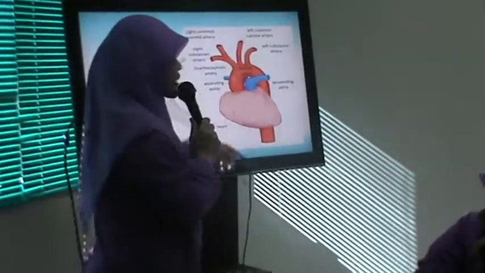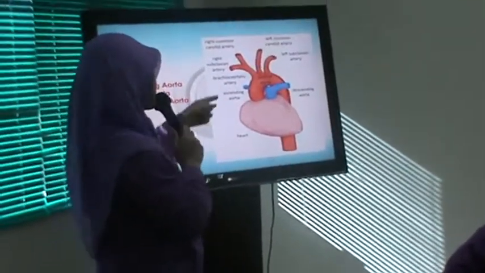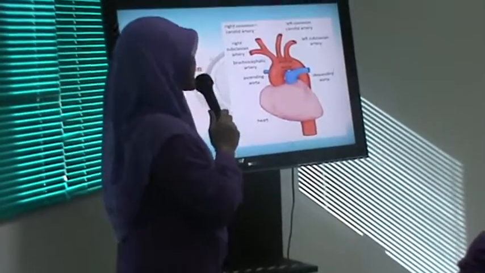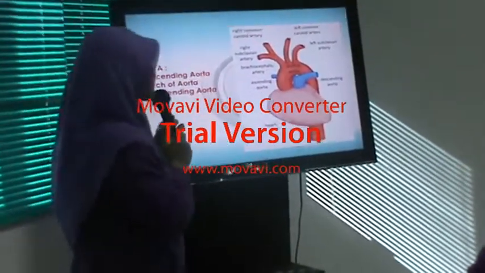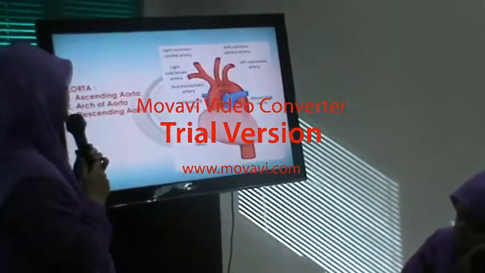And this is the arc of aorta. The arc of aorta branches into three parts. Part 1 is the brachiocephalic artery. Part 2 is the left common carotid artery, and the last is the left subclavian artery.